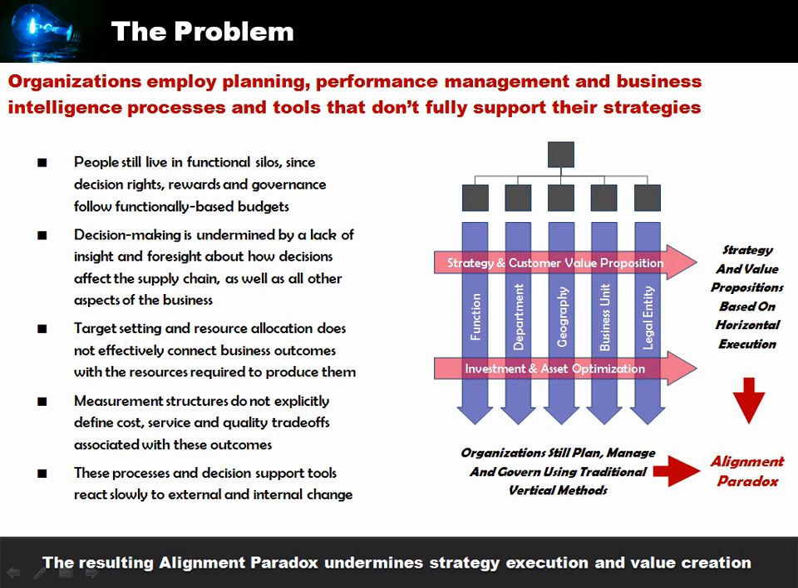Yet the way in which organizations manage and govern are still dominated by more traditional vertically based management approaches. What results is an alignment paradox, where the planning and performance management processes organizations employ are in direct conflict with the strategies that they're pursuing. So tackling this set of problems is fundamental to superior strategy execution and value creation.